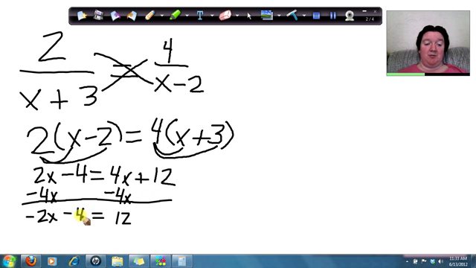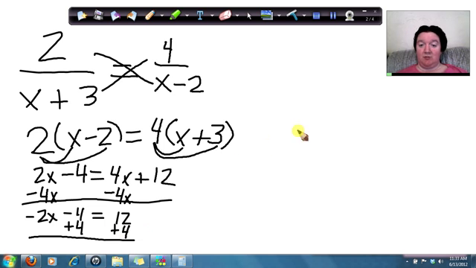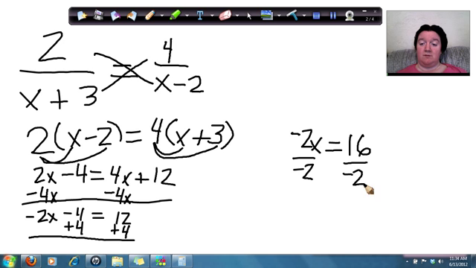Now I need to get this part onto the other side. So I'm going to add 4 to both sides because I'm doing the opposite of what's there. So now I have, and I'm going to write it over here so I have a little more space, a negative 2x. Now if I look at the 12 plus the 4, that'll give me 16. And in order to solve for x, what do I do next? I'm going to divide both sides by negative 2. So here, 16 divided by negative 2 gives me a negative 8.